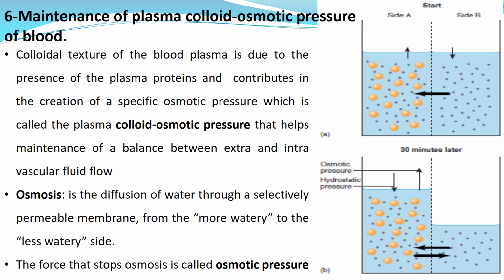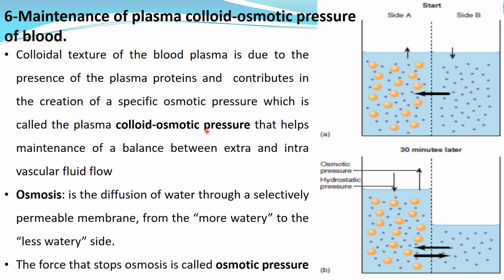So another function of the plasma proteins is the maintenance of the plasma colloid osmotic pressure. I think we already mentioned a bit about this pressure. So the colloidal texture of the blood plasma is due to what? Due to the presence of plasma proteins, and this contributes to the creation of a specific osmotic pressure, which is called the plasma colloid osmotic pressure.